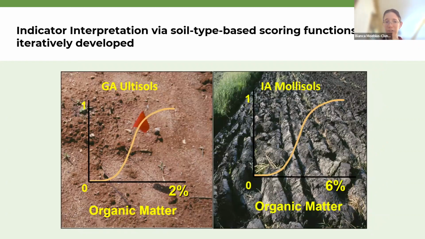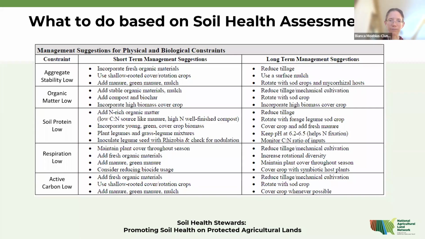And again, indicator interpretations by soil type based scoring functions is really important. They're being developed, but just as an example, in a Georgia Ultisol, 2% organic matter would be considered pretty good. But 2% organic matter in an Iowa Mollisol would be abysmally poor. You definitely got to take that soil to the doctor, right? So that's kind of the difference in terms of where you go regionally and interpreting those functions.